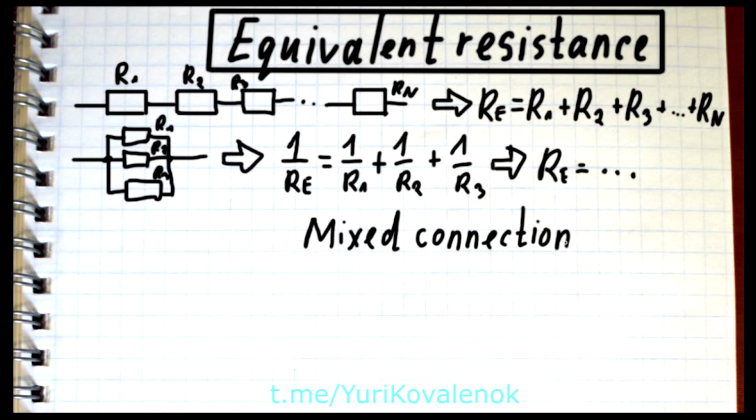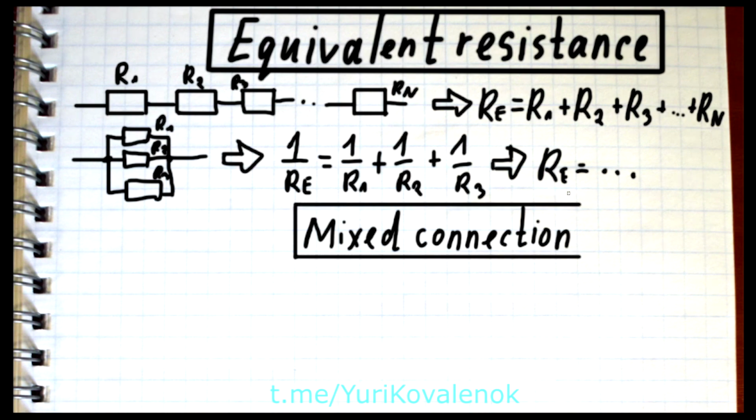To understand how to act with a mixed connection, you need an example. I have prepared for you such an example of a mixed connection of conductors. I decided not to write numeric values. Let's deal with this without numbers. We will analyze numeric values in an example later, but to understand the essence we need to learn to understand the sequence of actions.